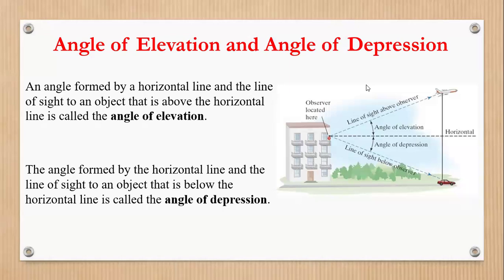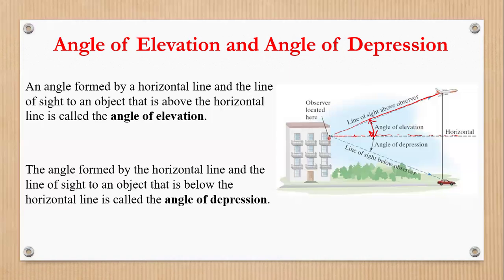In this video, I want to talk about the angle of elevation and the angle of depression. So the angle of elevation and depression are the angles that are formed between a horizontal line and the line of sight. If the sight, something that the observer is looking at, is above the horizontal line, like this one, between these two lines we will have an angle, which we call the angle of elevation.